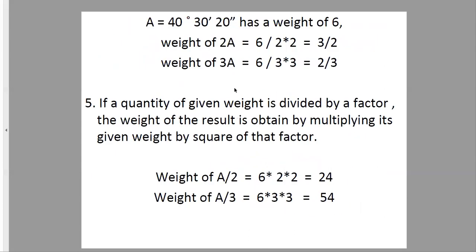Now if a quantity of given weight is divided by a factor, the weight of the result is obtained by multiplying its given weight by the square of that factor. Suppose the weight of A by 2 will be 6 multiplied with 2 into 2, that is 24.